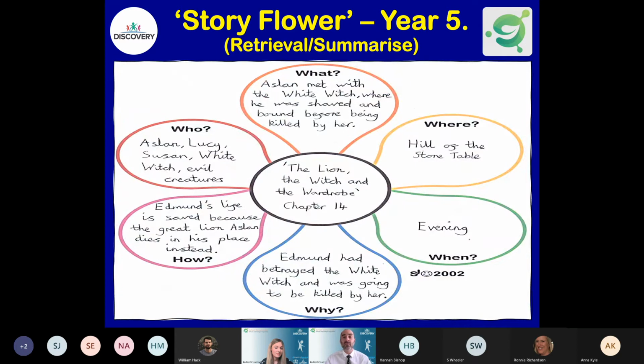Again, here's a story flower for Year 5. This is for chapter 14 of The Lion, the Witch and the Wardrobe. And again, this Year 5 pupil, once they've read that chapter, has done a retrieval exercise and summarised the learning of that chapter by recording the who, what, where, the when, why, and how.